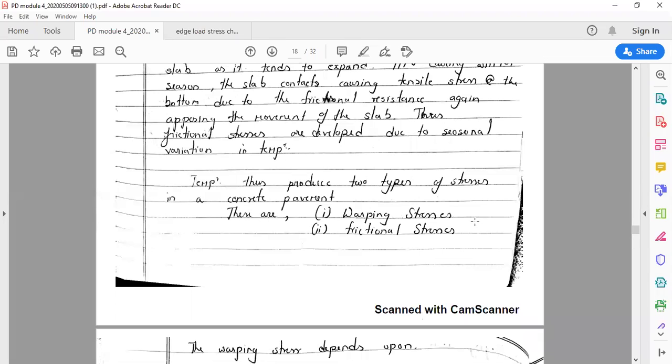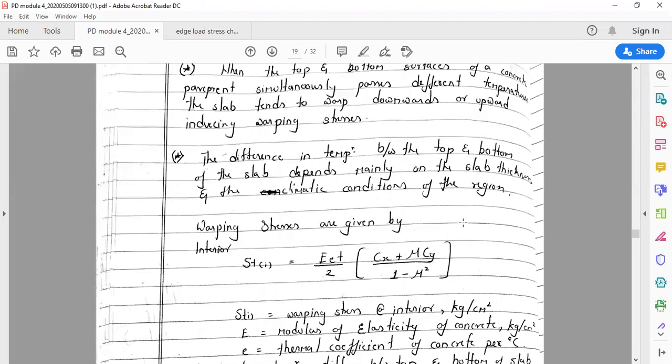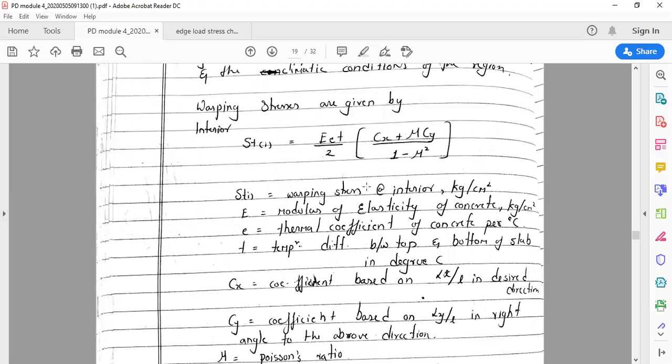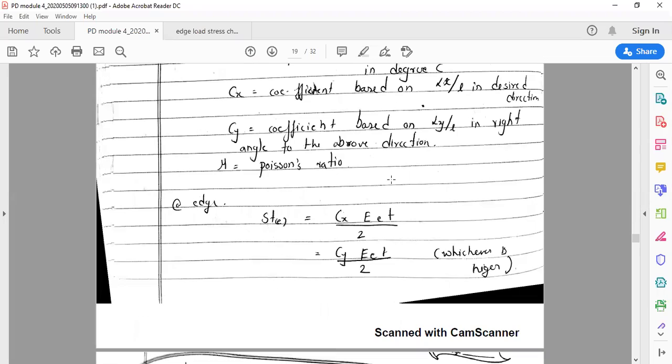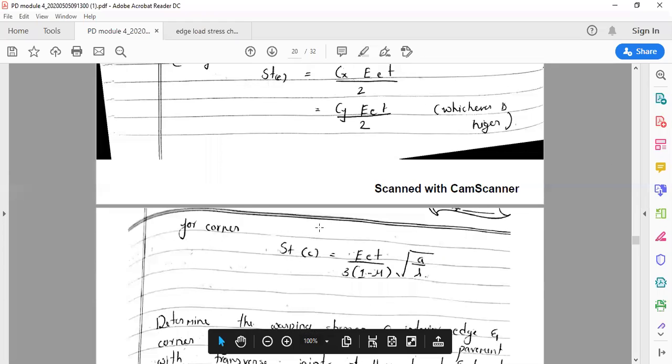As I was discussing, temperature produces two types of stresses in CC pavement: warping stresses, caused due to daily variation, and frictional stress, developed due to seasonal variation. Warping stress is given for critical load positions. For interior loading, this is the equation we need to refer. Yesterday I discussed these equations. For edge, there are two equations, and we need to take the higher of the two. Then this equation is for corner loading.